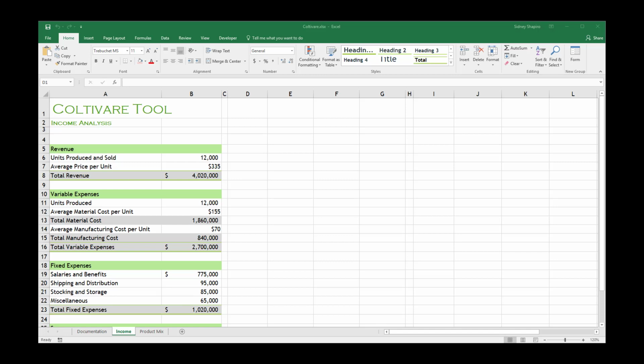Okay, so next we're going to take a look at the overview on 596 and 597, and you can see that we have the sheet open here from the data file, and we're on the income tab.